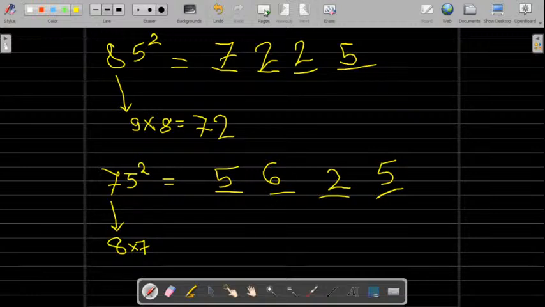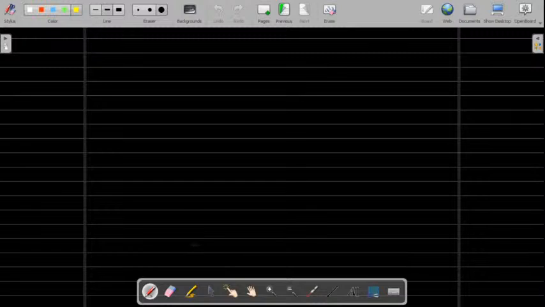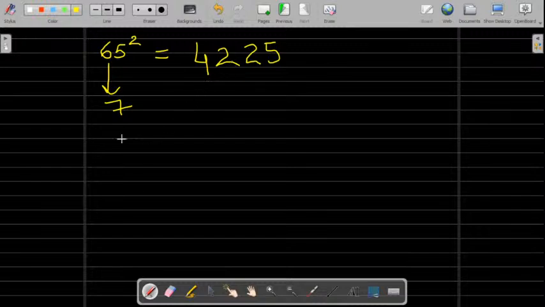So the next question, calculate the 65 square. Again, 5 square means 25. Then 6, the next number is 7. So 6 into 7 is 42. So right, 4225.